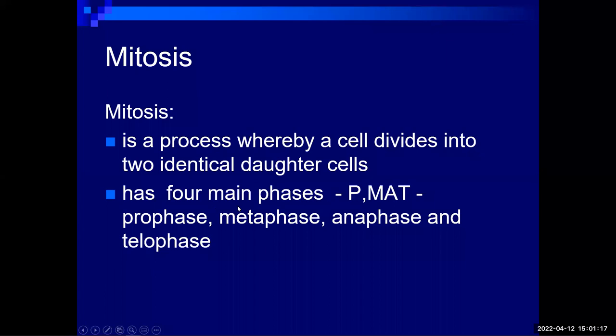PMAT, I always think about it for those of us who have a cat at home. Fluffy, you know, when Fluffy comes in, they like to pee on mats. So you can remember that in terms of mitosis: PMAT, prophase, metaphase, anaphase, and telophase.